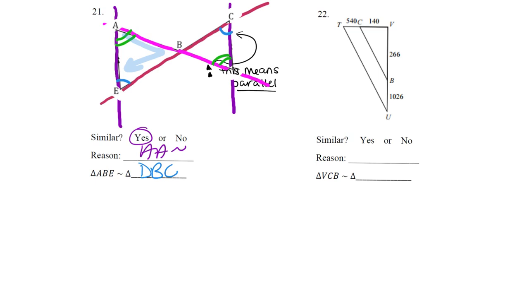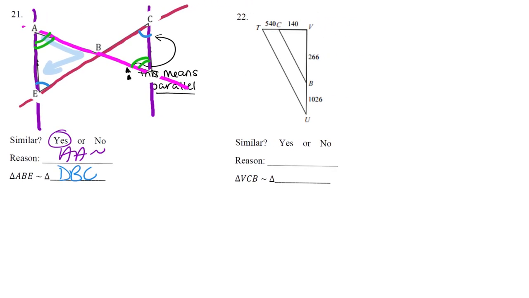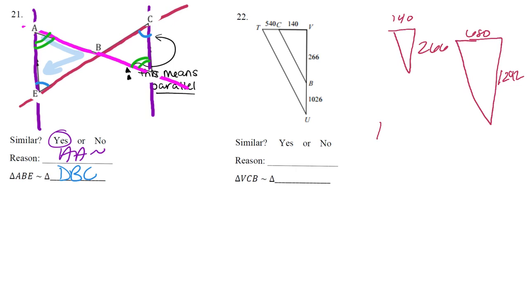All right. On 22, yet again, we need to figure out if the proportions are going to work out or not. And we're going to set them up. So we have 140 over, actually, let's draw the triangles first before we do that. So I'm going to redraw the triangles, 140 and 266. And I got to add those two. So that's going to be 680 and 1292. So those are going to be the numbers you're going to use for your proportions.